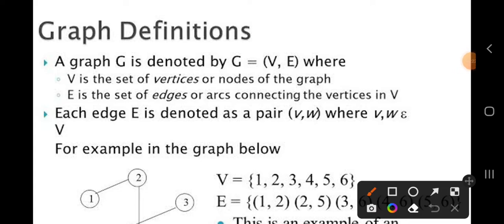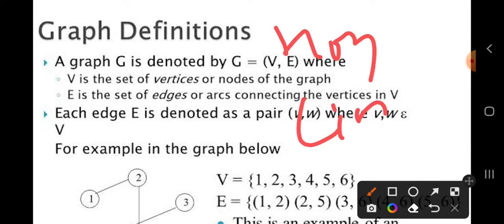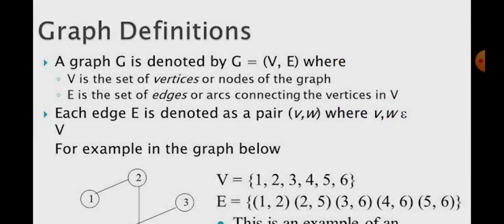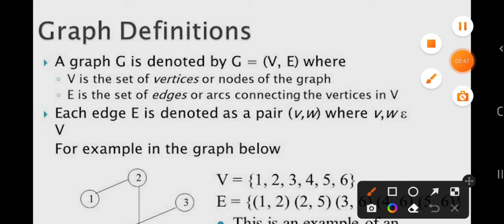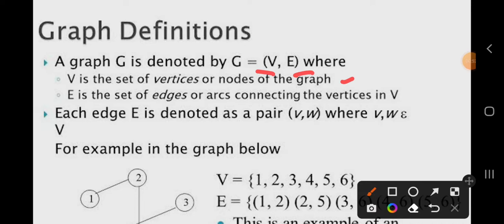Graph is also a data structure which will fall under the non-linear data structure, where it stores the data as per our requirement. The graph can be defined like this: a graph G is denoted as G = (V, E), a combination of vertices and edges, where V stands for vertices and E stands for edges.